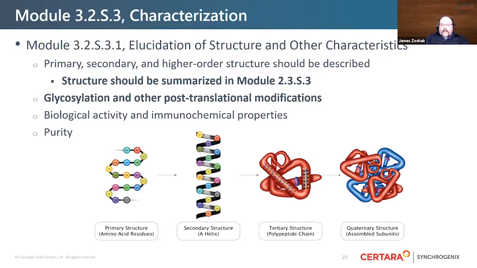Also, please remember, as I said earlier, this should be summarized in your module 2 as well. The agency doesn't want to dig for this. I don't really think biologics CMC RA folks need to be reminded about post-translational protein modifications anymore, but it certainly wasn't that long ago that we did.